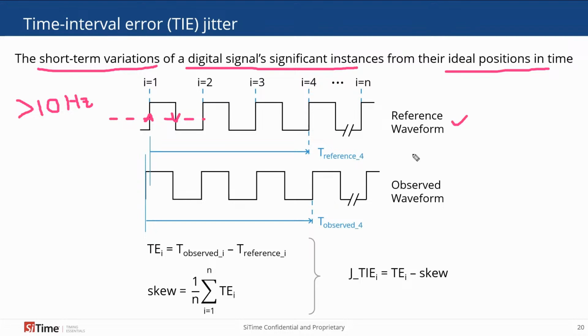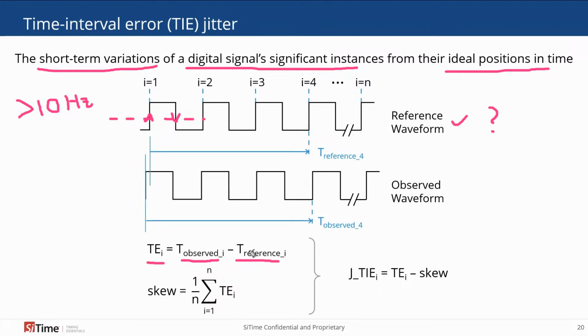And the reason that time interval error jitter is a little more complicated is because it raises the question, where do we get the reference waveform? And we'll show that in another slide or two. But strictly following the definition, what we need to do first is calculate the time error as the difference between the observed threshold voltage crossing minus the reference threshold voltage crossing.